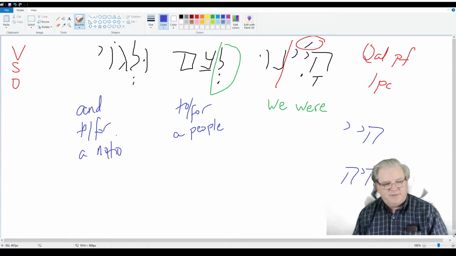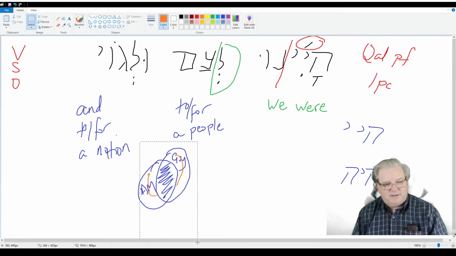What's the difference between a goy and a nation? Not much. It's a Venn diagram. And the semantic field is over. So this is goy, and this is nation. They overlap a lot, and the margins here are where the differences are. And I'm not going to bother to explain it to you because it's not that important for right now. Okay, let's get on with it.